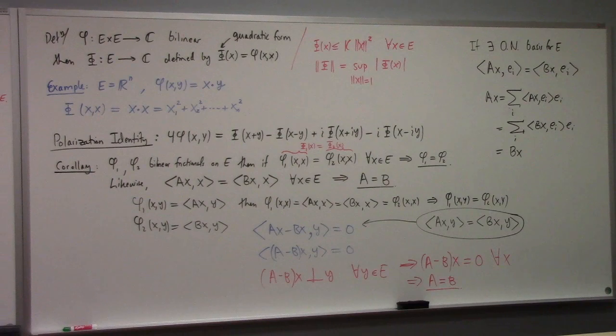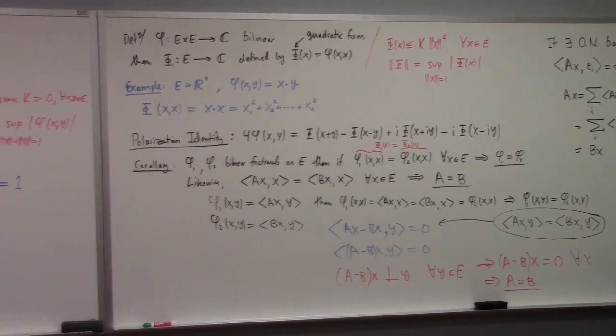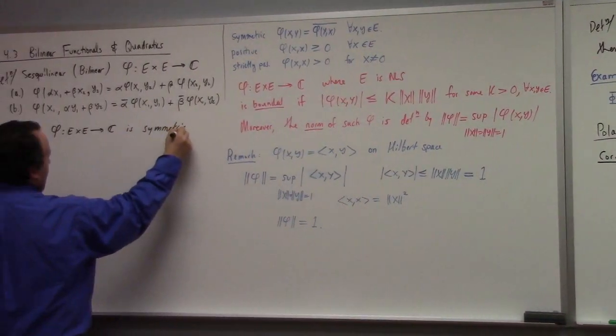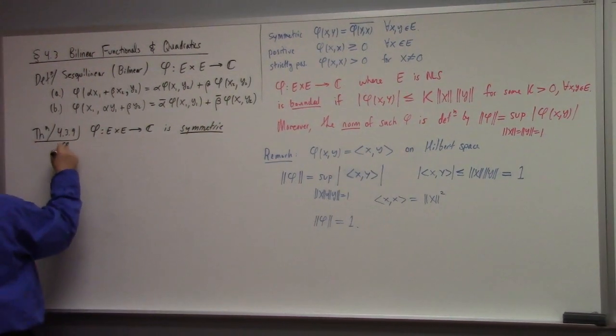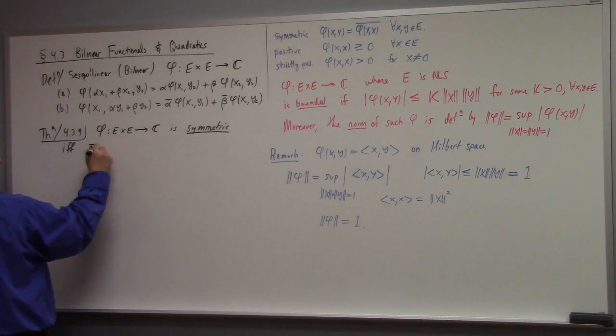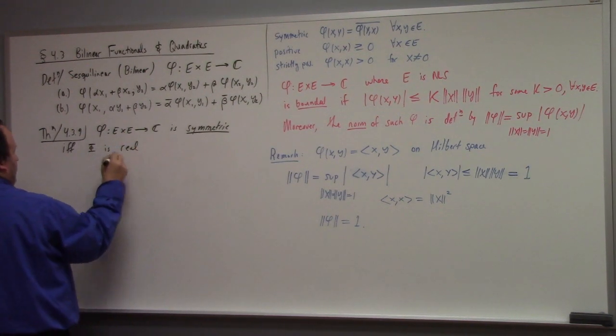So let me just state the rest of the theorems here, and I will fight my instincts to prove things. So theorem 4.3.9: a bilinear functional on E is symmetric if and only if phi is real.